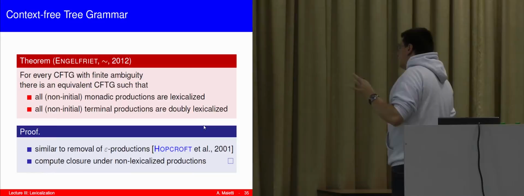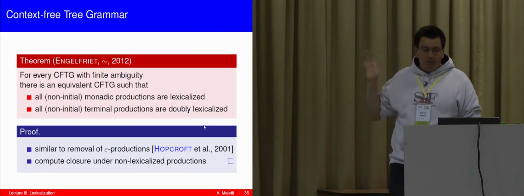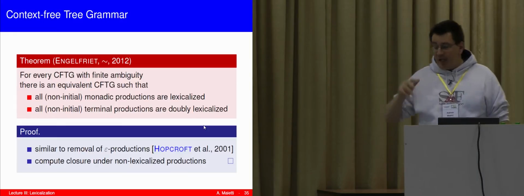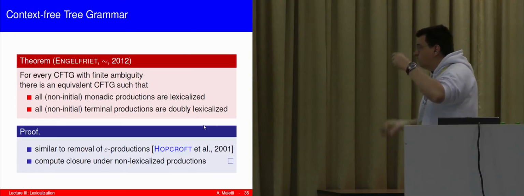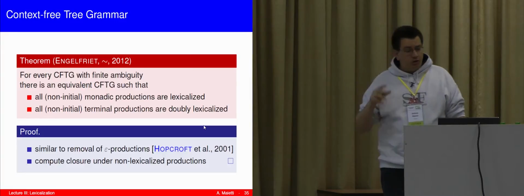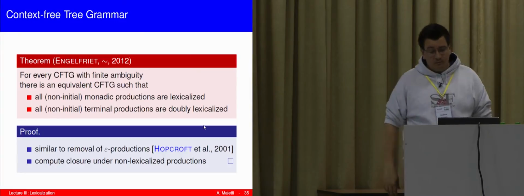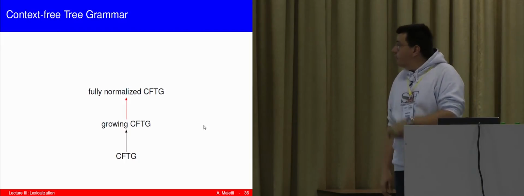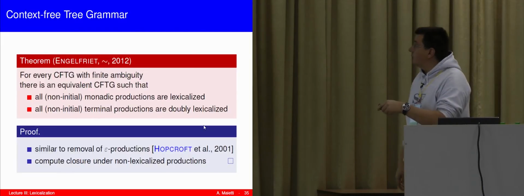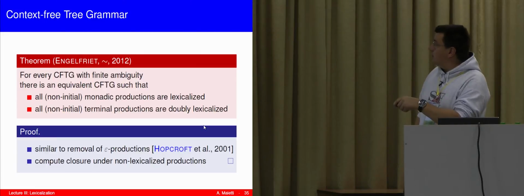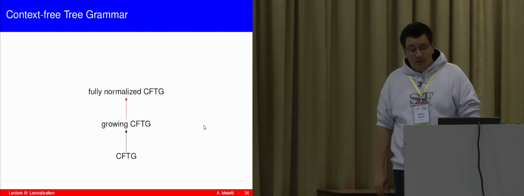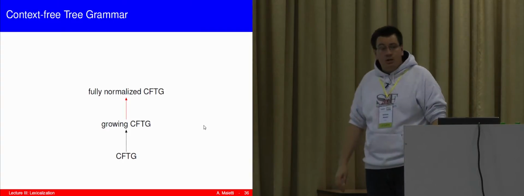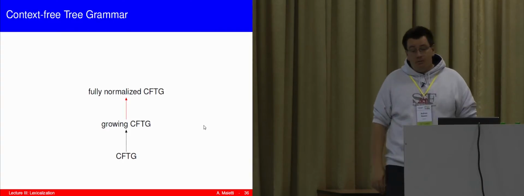And this is not yet the main construction, so I won't show you how to actually do this. You're again going to remove something like epsilon productions, and then you try to compute some kind of closure, but it's all efficient and effective. So now you're at the stage where you turn the growing one into a fully normalized one, which is the one that we call fully normalized. Because now we're not doing any normalization anymore, and we don't have much to do anymore anyway, right?